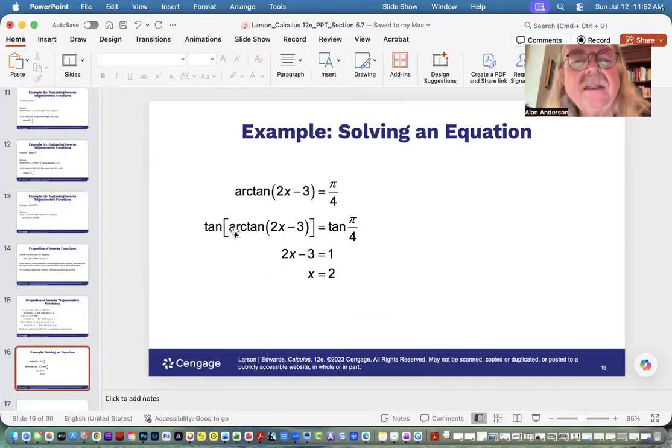Knowing that the arctan and the tangent are inverses of each other, if I take the tangent of both sides, the tan and the arctan effectively cancel each other out. So I'm left with 2x minus 3. The tangent of pi over 4 is 1, and we can easily solve for x. So there's a way that this can be very helpful to us when we have these incredibly messy functions involving tangents, arctan, whatever.